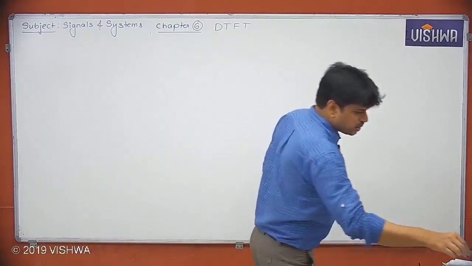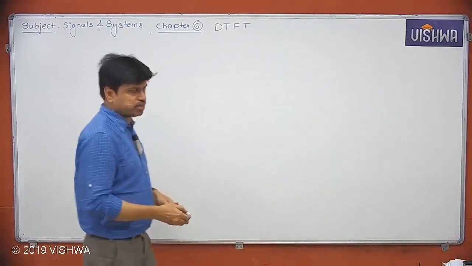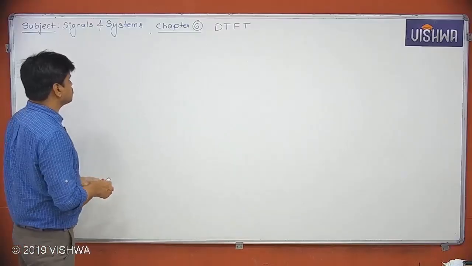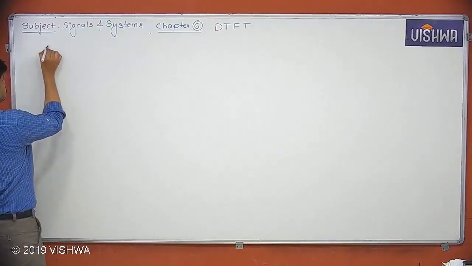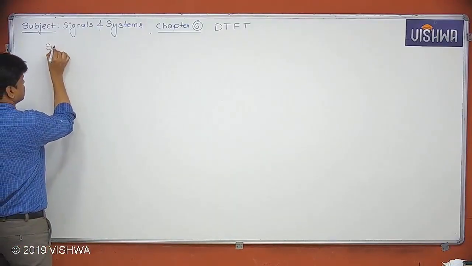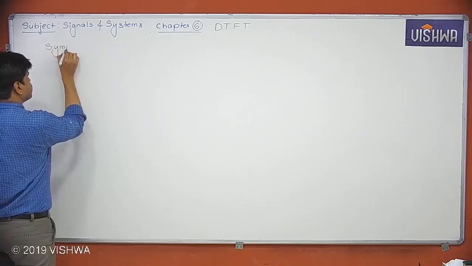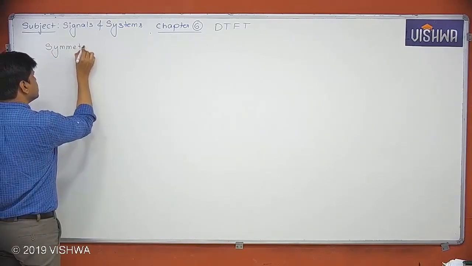So let's see the symmetry property of the DTFT. This is a well-known property. Whatever property we have for the Fourier transform, the same will continue here. Symmetry property.